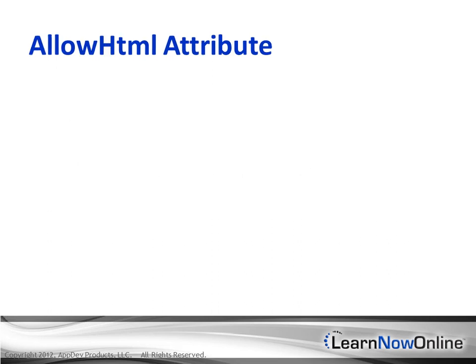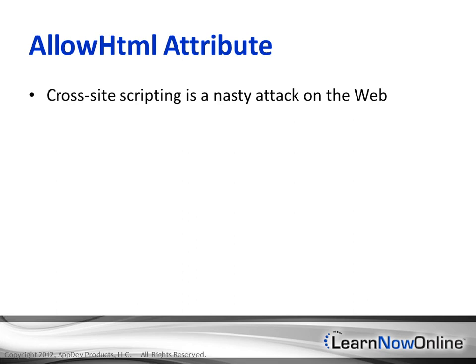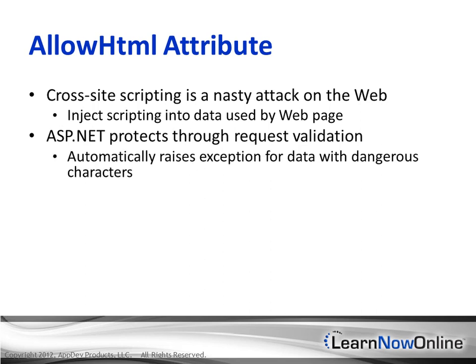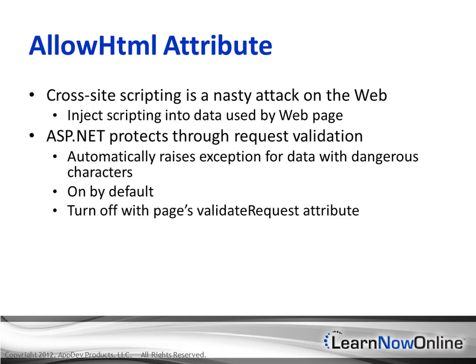The next attribute that we're going to look at is the AllowHtml attribute. There's really nasty stuff out there called cross-site scripting, which are attacks on the web, and these usually work by injecting scripting into data used by any web page. ASP.NET protects against this through request validation, by automatically raising exceptions for dangerous data coming across. This is turned on by default, although you can turn it off with the page's ValidateRequest attribute.